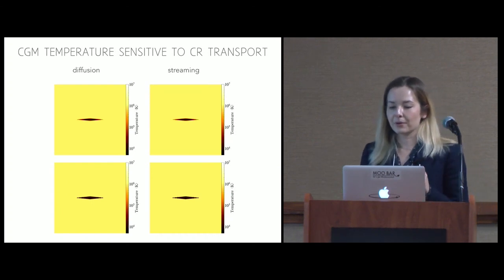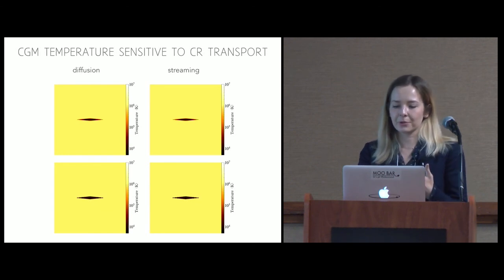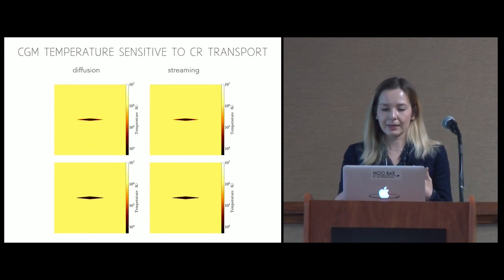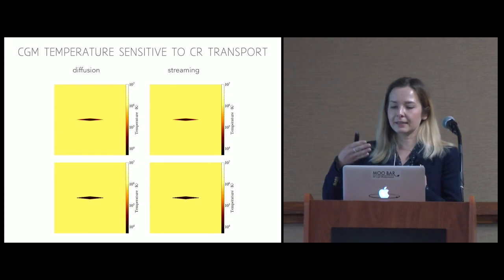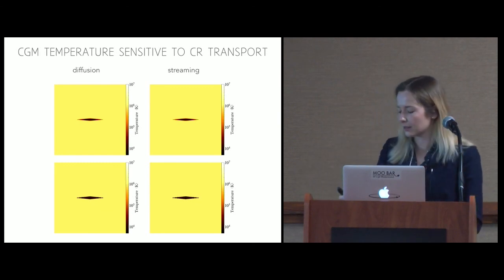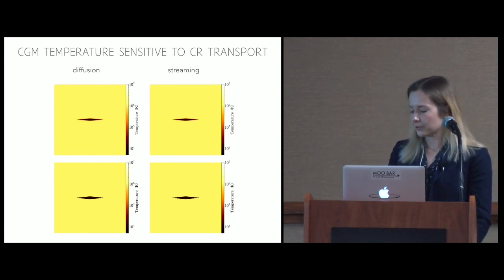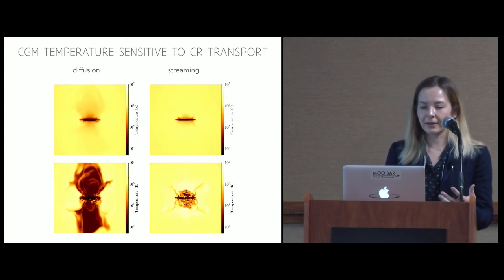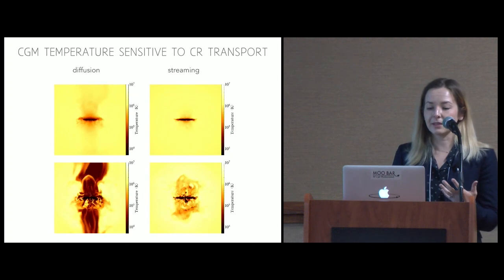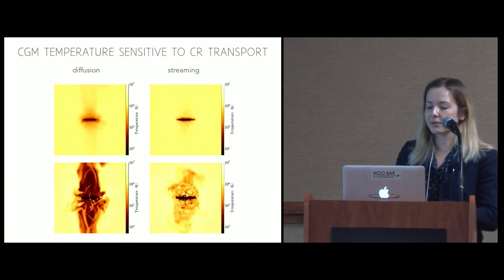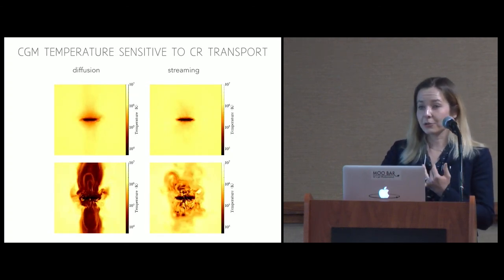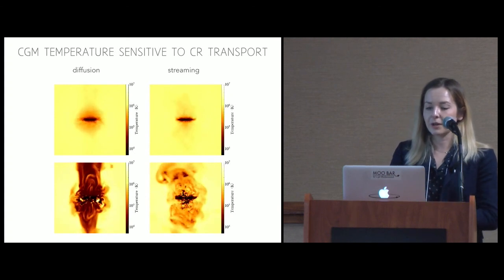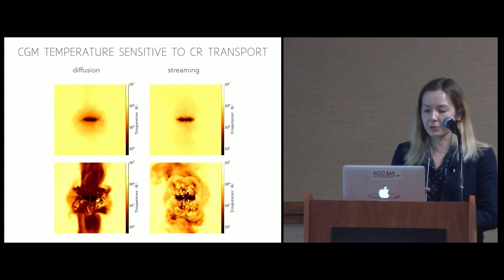The top row is the projected temperature, or density weighted projected temperature, and the bottom row is a slice of that temperature. So it really kind of gives the exaggerated view of what's happening. And so you'll see as the galaxy is evolving, what really jumps out is that in the diffusion model, you have much cooler temperatures and a much more spatially uniform temperature distribution.